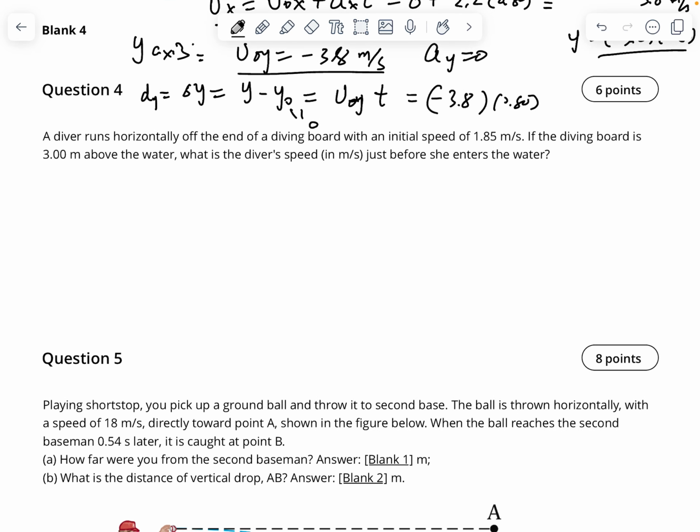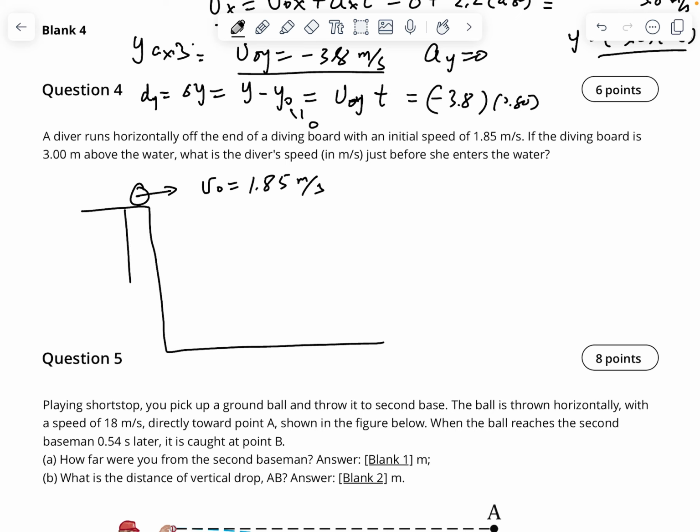A diver runs horizontally off the end of a diving board with the initial, okay, so horizontally, right? Horizontally with v naught equal to 1.85 meters per second. If the diving board is 3.00 meters above the water, what is the diver's speed just before she enters the water? Okay, so what happened here? This is what happened, you see?